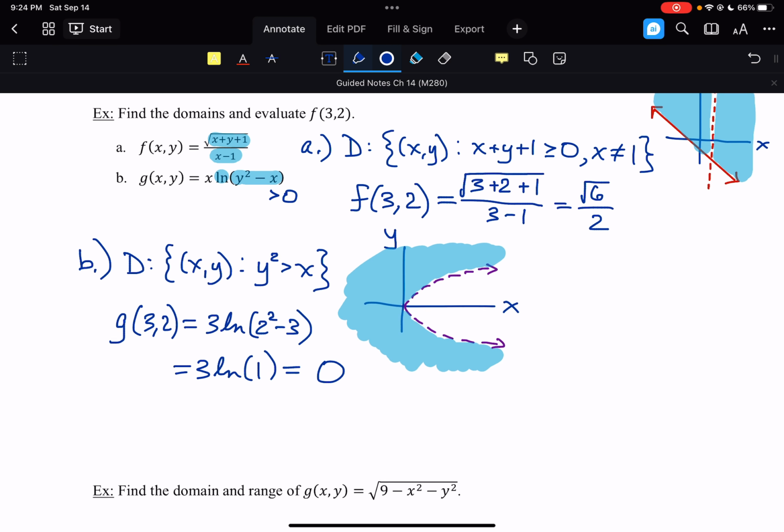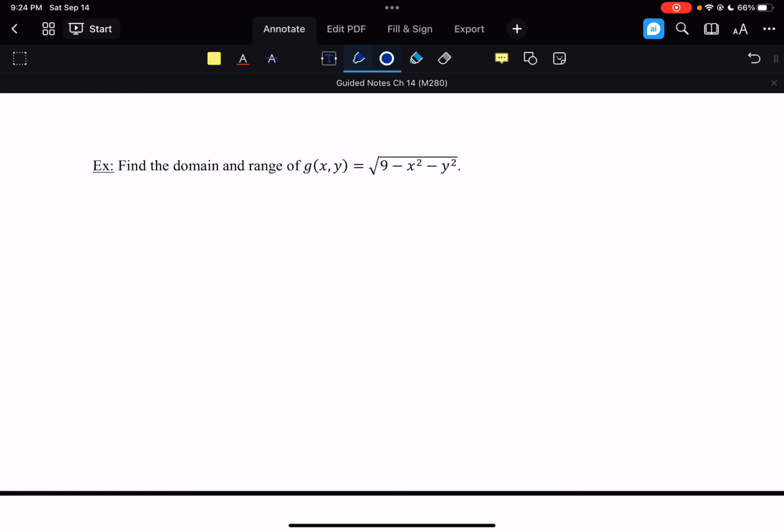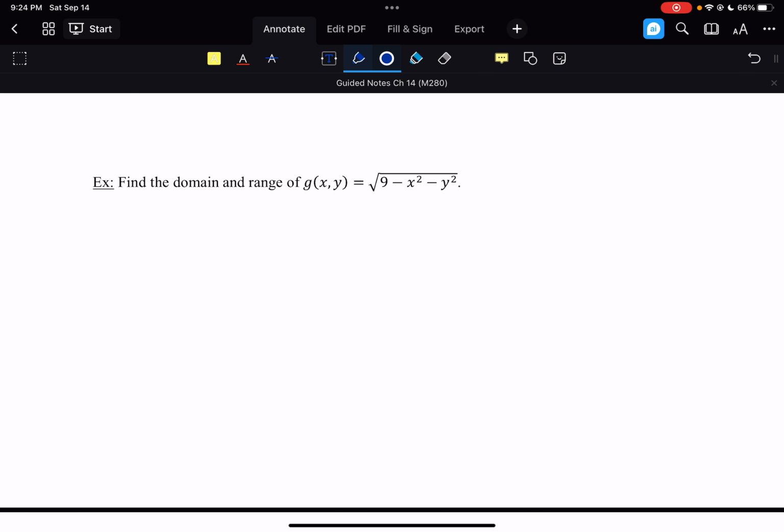So let's take a look at a similar one. Find the domain and range for this function. We have the square root of 9 minus x squared minus y squared. So for our domain, it's going to be a set of points x, y, a set of ordered pairs, such that everything inside here has to be greater than or equal to 0, because it's inside a square root. So we have 9 minus x squared minus y squared must be greater than or equal to 0.